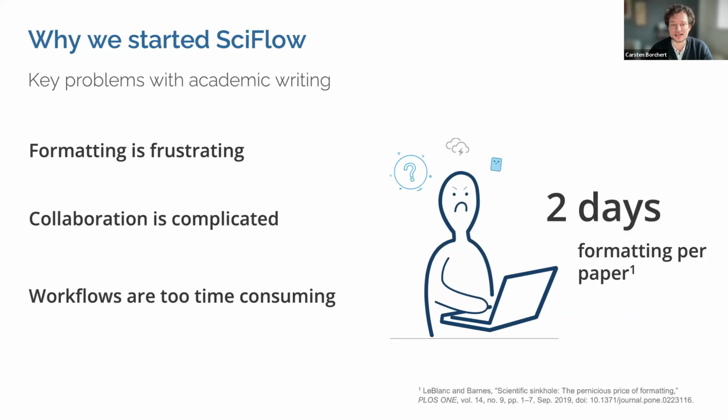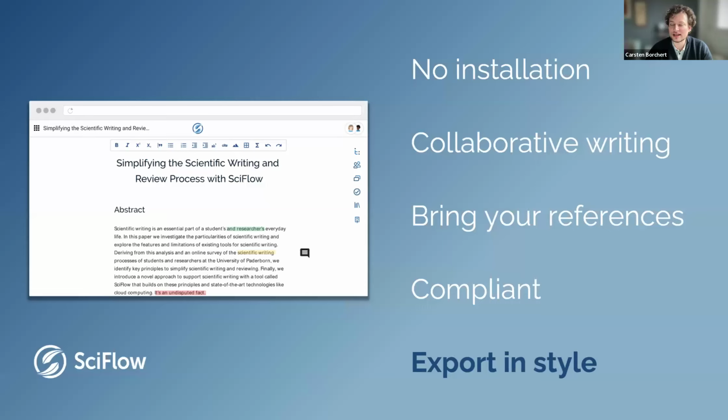Or a different example for a workflow, if you want to change the journal you want to submit to, because maybe the first time you didn't get accepted, then you need to do the formatting again. And these are all things we thought could be done better with a tool that is tailored for academia, tailored for students and researchers to write publications.